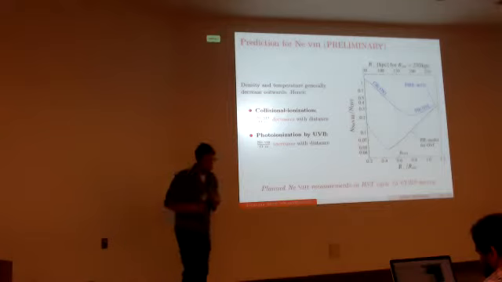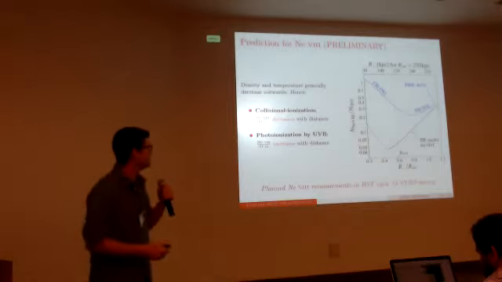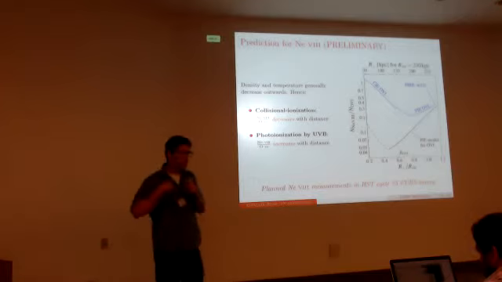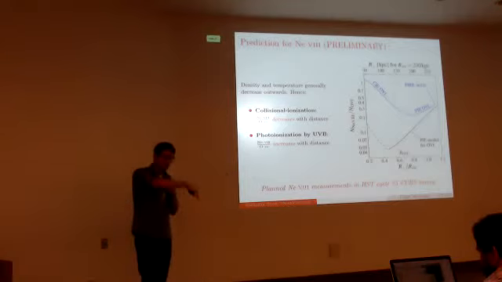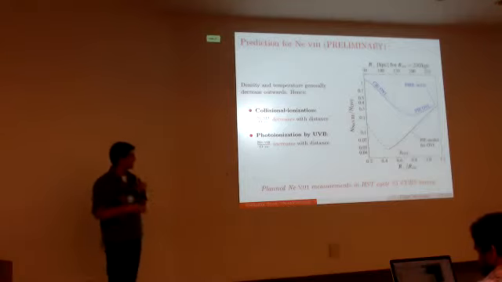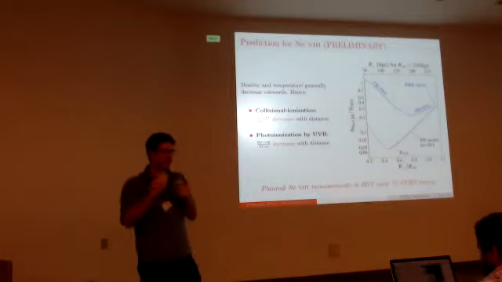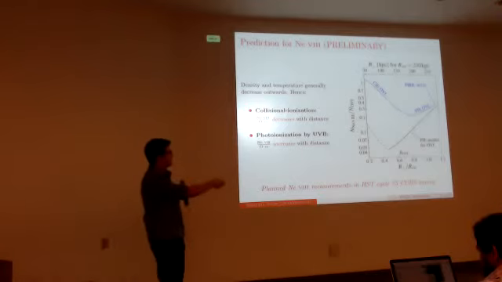So this prediction is based on the fact that density and temperature generally decrease outwards in the CGM. In a collisionally ionized scenario, where the ionization level is determined by temperature, ionization should decrease outwards. On the other hand, in a photoionized scenario, where the ionization level is inversely proportional to the gas density, ionization should increase outwards.